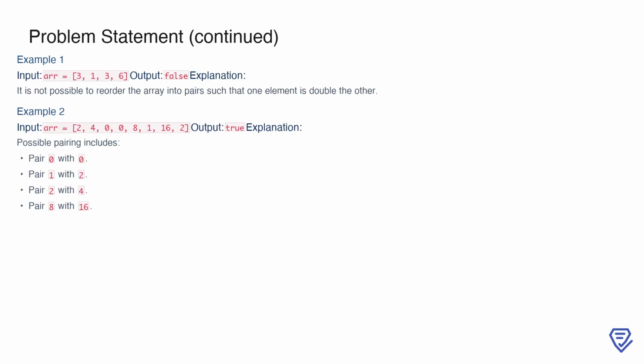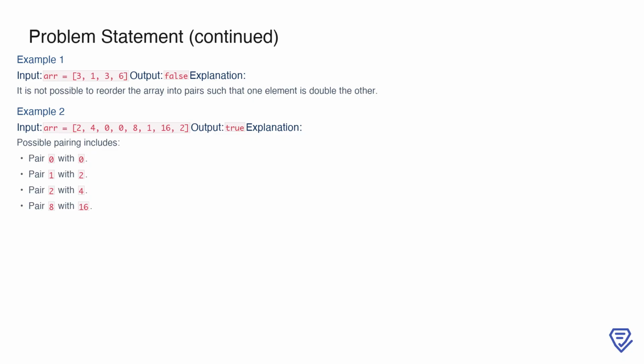Take the first example, where the input array is [3, 1, 3, 6]. Here, the output is false. Why? Because no matter how we attempt to reorder the array, we cannot form pairs where one element is double the other. For instance, while 3 could pair with 6, this leaves us with 1 and another 3, which cannot form a valid pair.